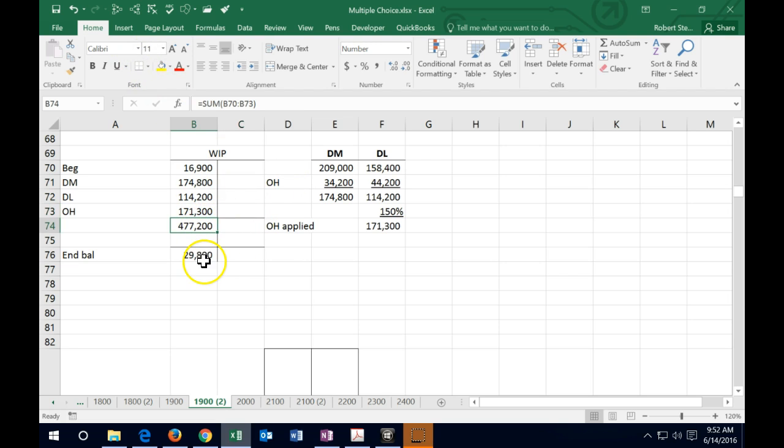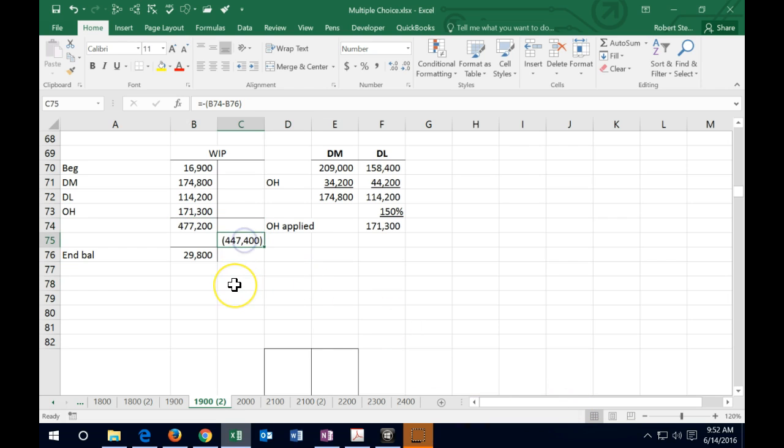The difference between those two numbers is then what we transferred out. That's what's going to leave the work in process. So it's going to be the 477.2 minus the 29.8. That's what's going to be transferred out. I'm going to represent it with a credit by putting a negative in brackets around it. And so you could check that. You could say this minus this is the 29,800.